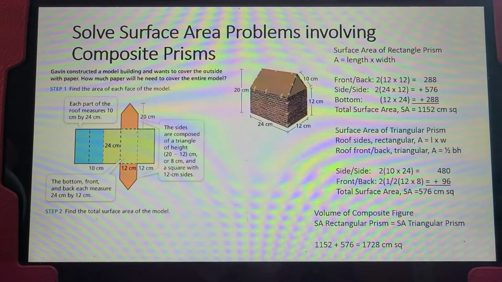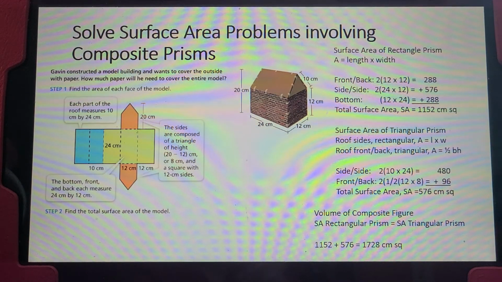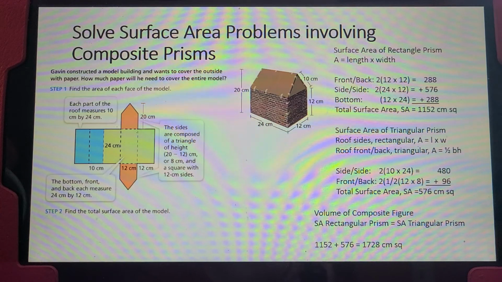If you have any questions on this, feel free to reach out. Remember to use the areas for the prisms that you are using. If it has a base of a trapezoid, you need to use the area of a trapezoid. If it has a base of a circle, you need to use the area of a circle. If it's a base of a square, you can still use length times width, or you can use side squared. Many different area formulas. Again, reach out with anything that you guys might need.